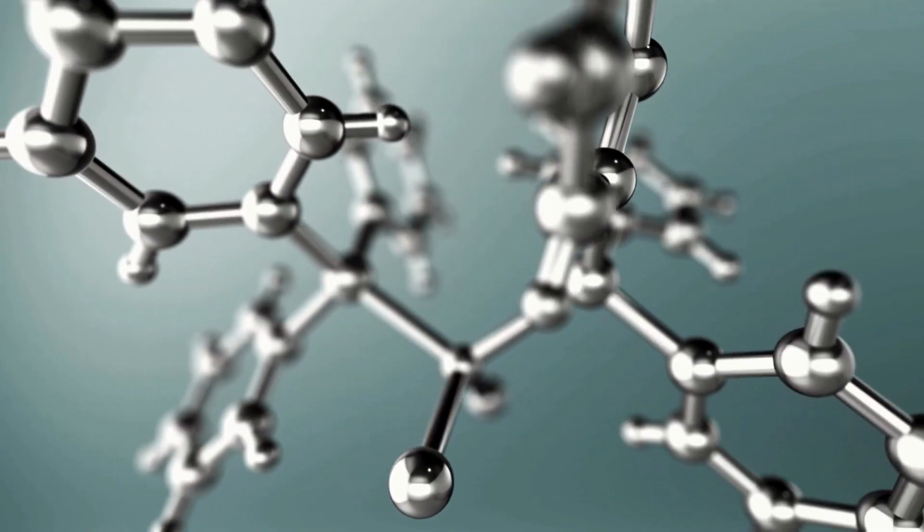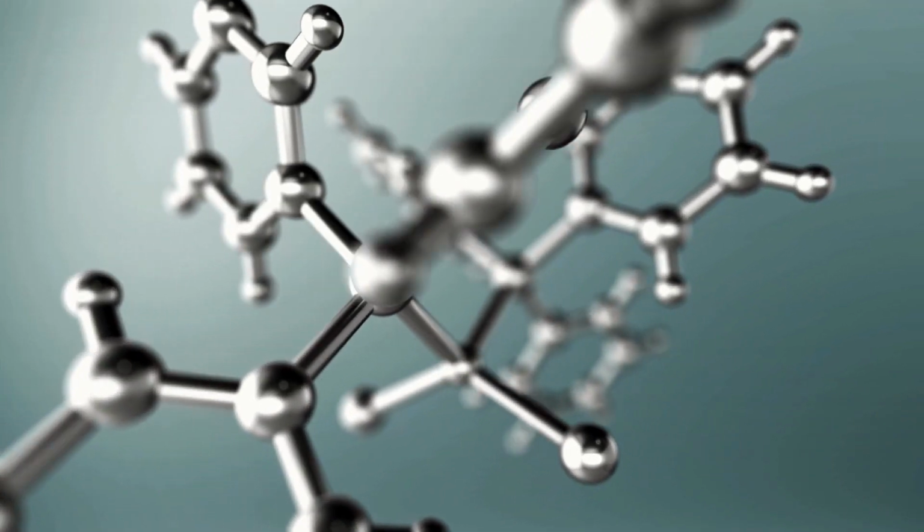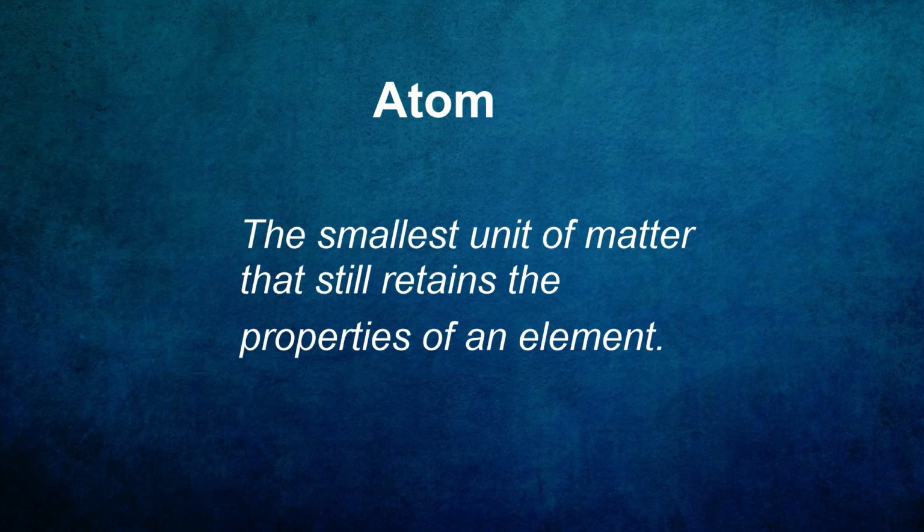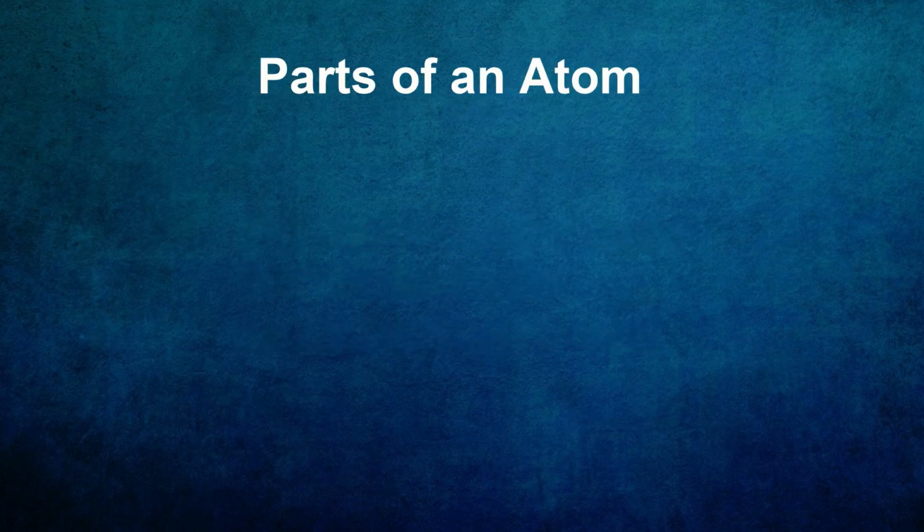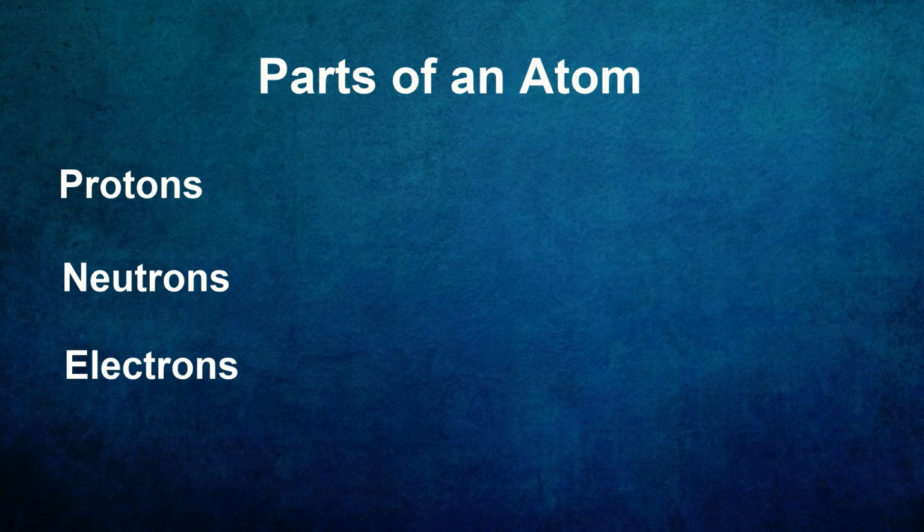To begin our journey, let's talk about atoms. An atom is the smallest unit of matter that still retains the properties of an element. It consists of three main subatomic particles: protons, neutrons, and electrons. The central part of an atom is known as the nucleus.